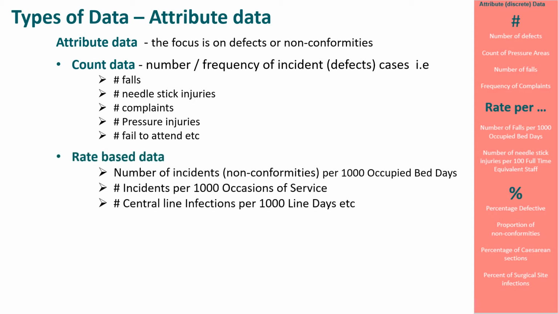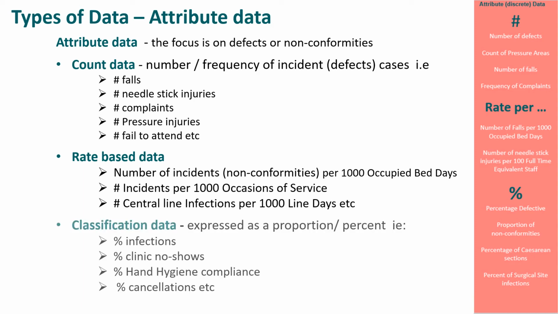Rate-based data looks at the number of incidents or non-conformities per, say for example, occupied bed days, or the number of incidents per 1,000 occasions of service in outpatients, or the number of central line infections per 1,000 line days. In classification data, it's expressed as either a proportion or a percentage. This is where you have a numerator and denominator. Some examples are like the percentage of infections, or the percentage of clinic no-shows, or the percent of hand hygiene compliance, also the proportion of cancellations.